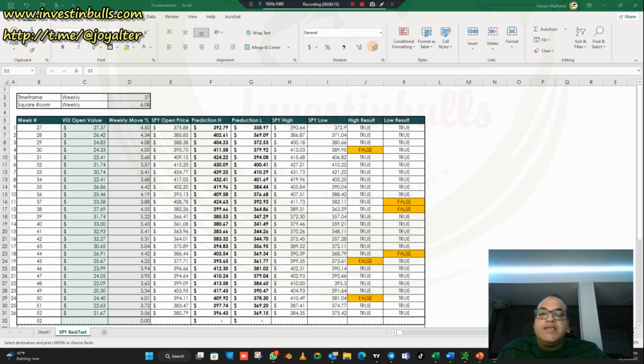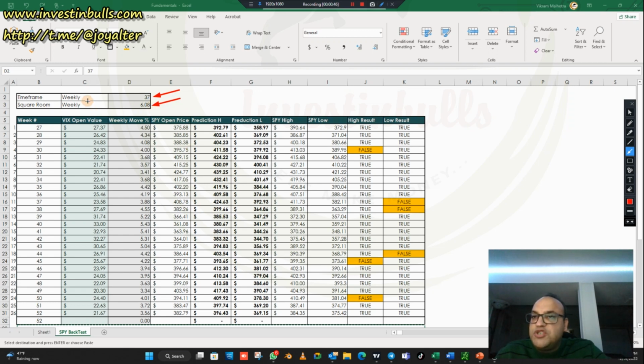I'm going to share a strategy where you can predict, before the market starts, how much SPY can move within a week. For that, you need to do certain calculations before the market starts on Monday. I did some of the calculations, as you can see over here. For the weekly time frame I'm using a value of 37, and you need to take the square root of 37, which is 6.08.